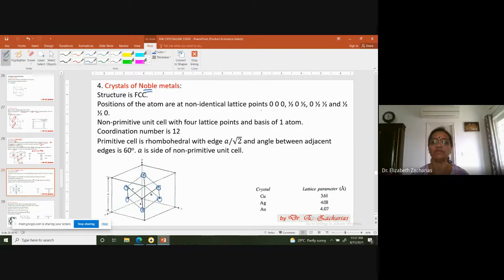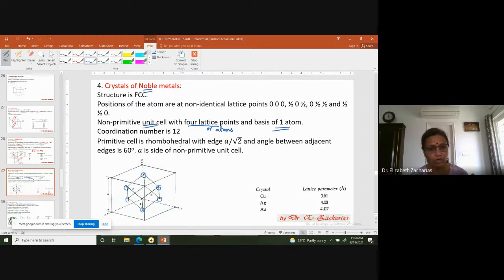So therefore, you'll find that this is a non-primitive unit cell. And if you try to see how many lattice points or atoms, both are the same in this case, there are 4 lattice points or atoms associated with this crystal cell. And each lattice has only 1 atom. So the basis is only 1 atom. Coordination number, if you take, you will find that each atom will have 12 neighbors. Every atom is going to have 12 neighbors.